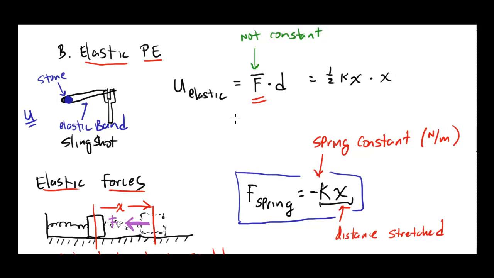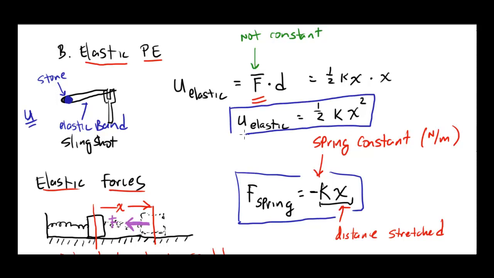In other words, if you didn't understand that, that's fine. Our equation is: the elastic potential energy an object has is equal to 1/2 the spring constant k times x squared. So that is the equation for elastic potential energy.